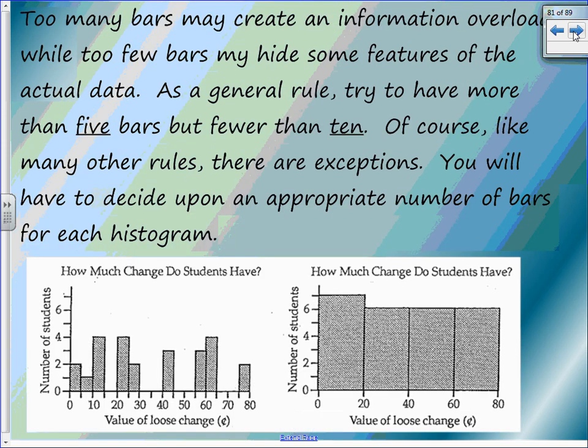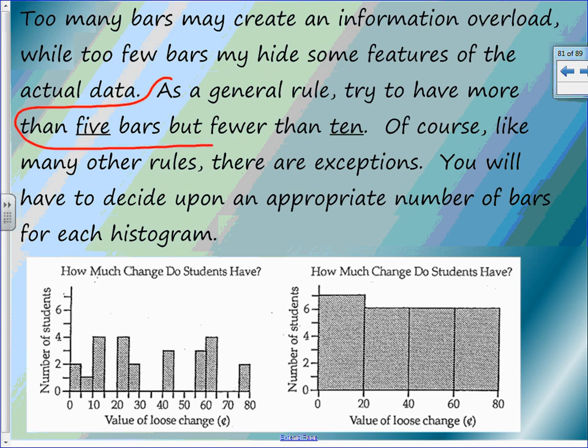So what the general rule is, and what you are going to want to highlight or outline on your paper, is that you want to have less than 10, but more than 5 bars. Okay. So the sweet spot is between 5 and 10 bars. That is what tends to be the most effective with histograms.